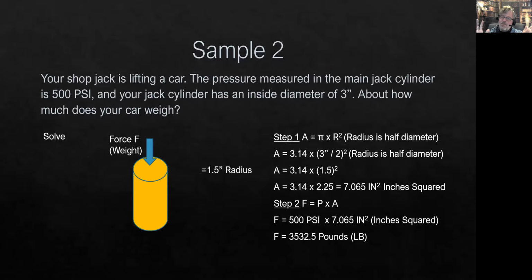Now the last step is check. Does 3,532 pounds sound about right for a car? Well, those of you who know a little about cars know that's about the right ballpark. I might want to check my math. I might want to check my unit of measures. For instance, pounds per square inch, if I multiply it by square inches, I should just end up with pounds. So it looks like I've done the right thing there, and that's how you solve this problem.